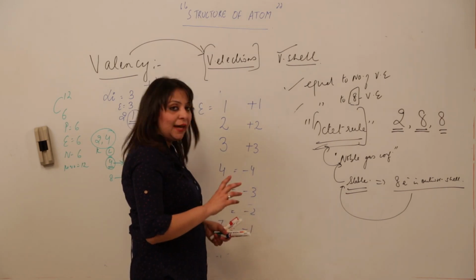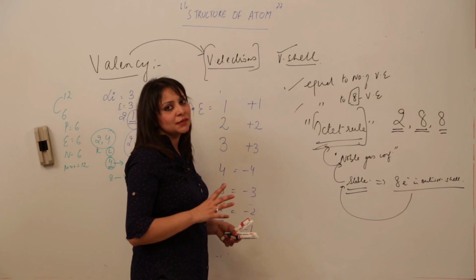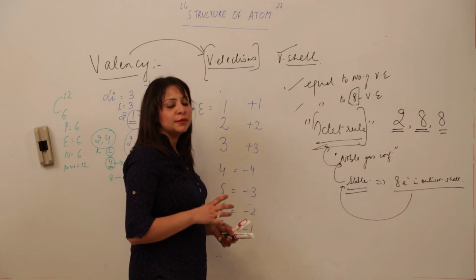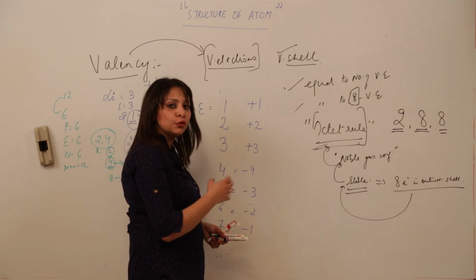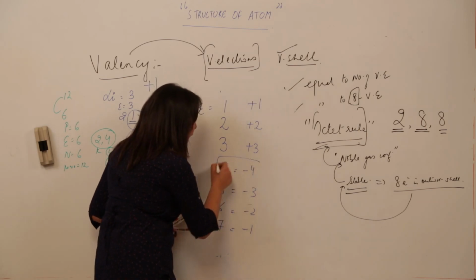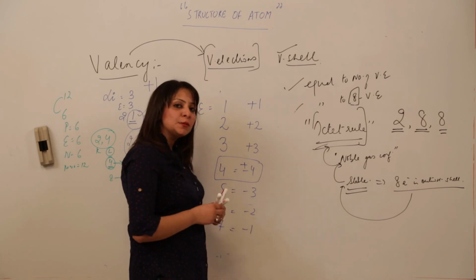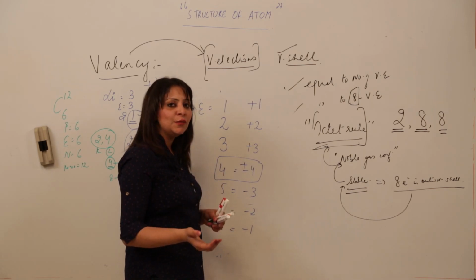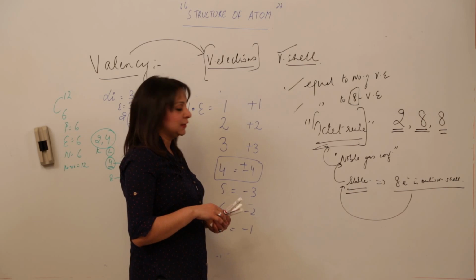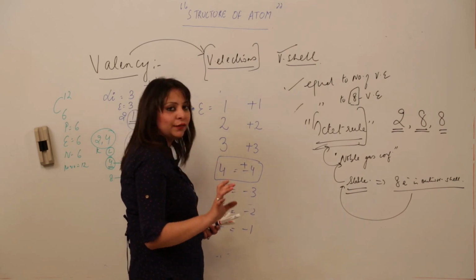Repeating again: 1, 2, 3 give +1, +2, +3. For 4, 5, 6, 7, just subtract from 8: -3, -2, -1. And see the 4. Now 4 can be +4, can be -4. So just write ±4. In some compounds it shows the plus valency, and in some it shows the minus. So for 4 write ±4, either can be.